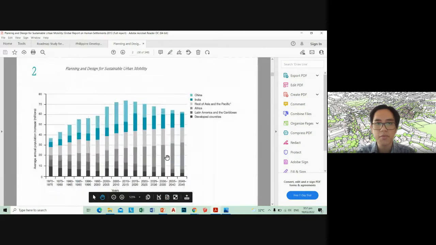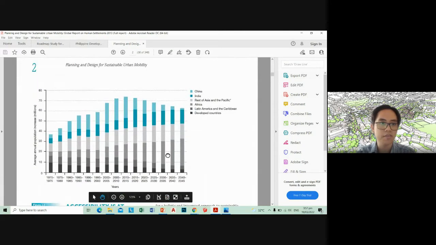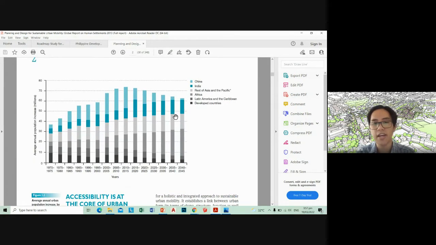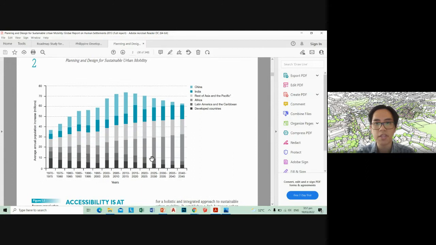So over here we have average annual population increase in millions. Again, as we discussed earlier in this class, population is increasing throughout the world. What this graph is showing you is the amount of increase in specific countries. In light blue, we have China, increasing way more in 2010 to 2015 compared to the estimated projections of 2040 to 2045.